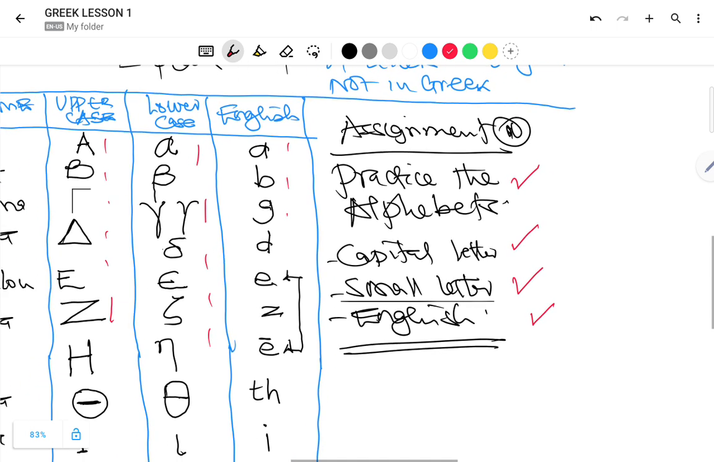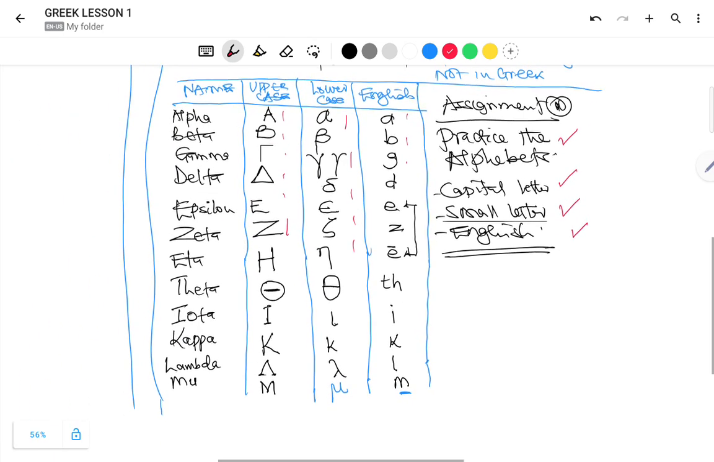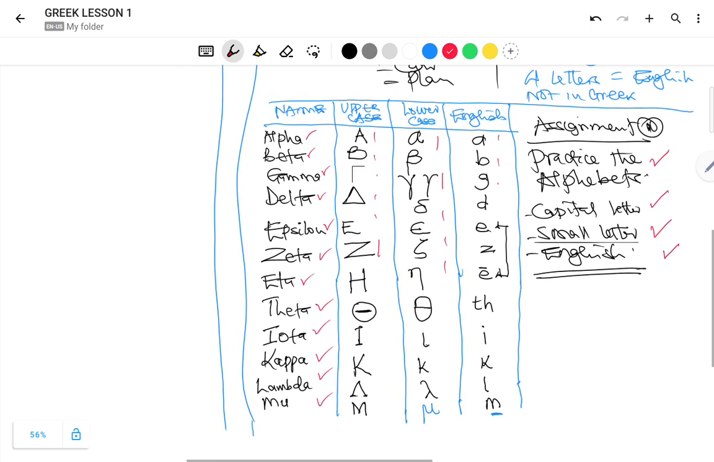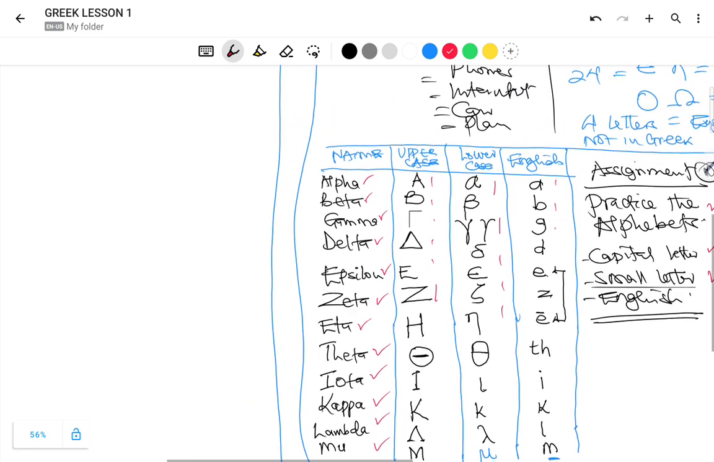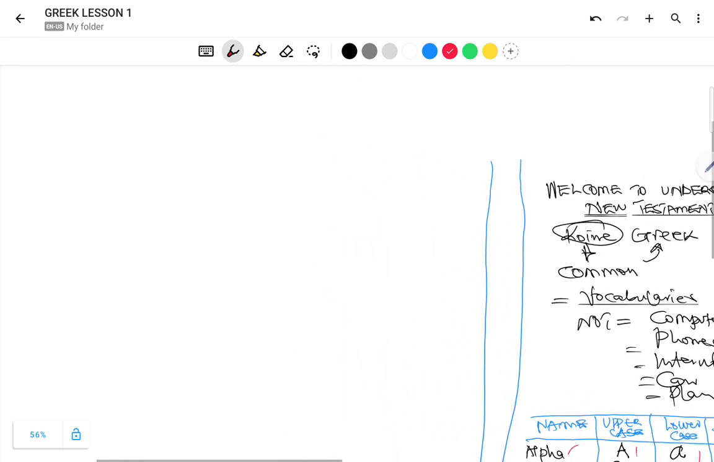And so we covered the first 12 letters of the alphabet from alpha. So just a quick repeat. So there's alpha, beta, gamma, delta, epsilon, zeta, eta, theta, iota, kappa, lambda, mu. And so in this lesson we will go through the remaining 12 letters of the alphabet.